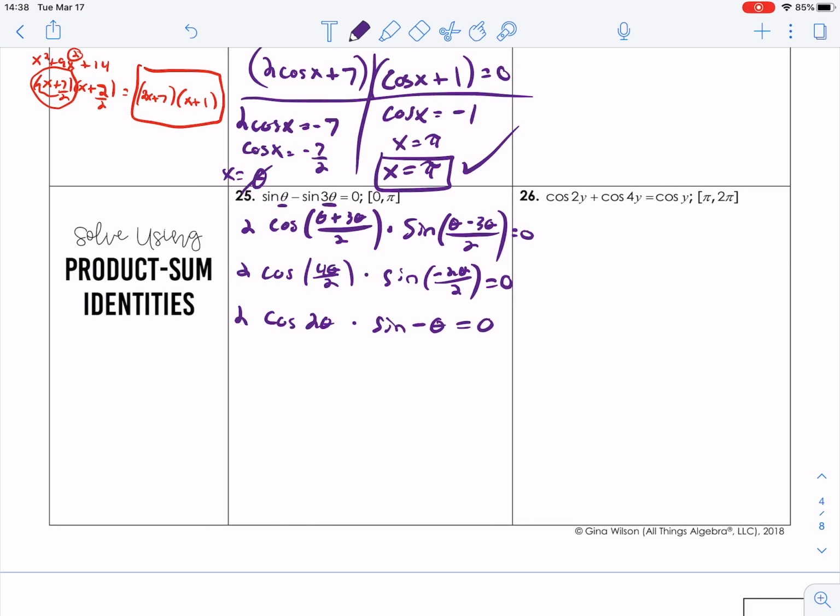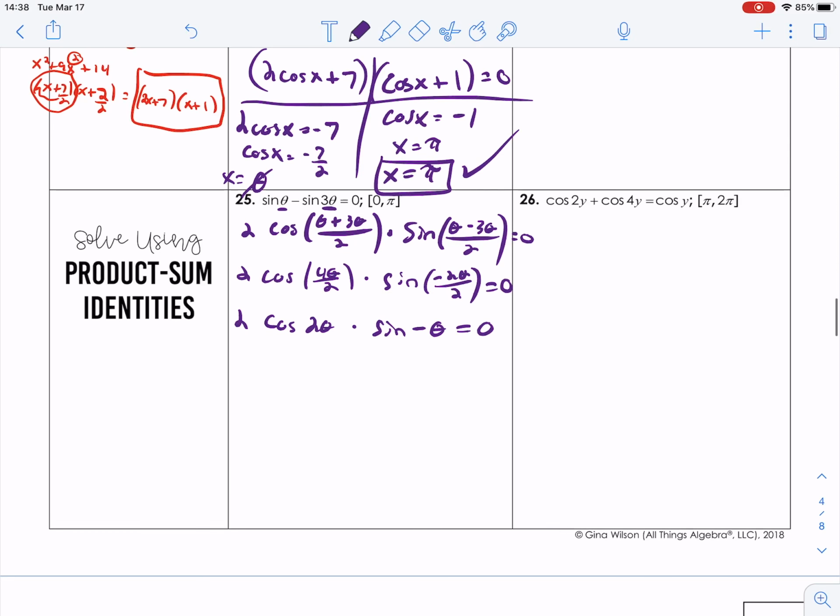Okay, we can do this. We can simplify right away. And since it's multiplication, we can actually just solve right now for 0. Since we have sine of negative theta, we can substitute it in for sine of theta. So sine of negative theta equals negative sine of theta. So this is going to be negative 2 cosine 2 theta times sine of theta equals 0. Just brought the negative 1 to the outside.